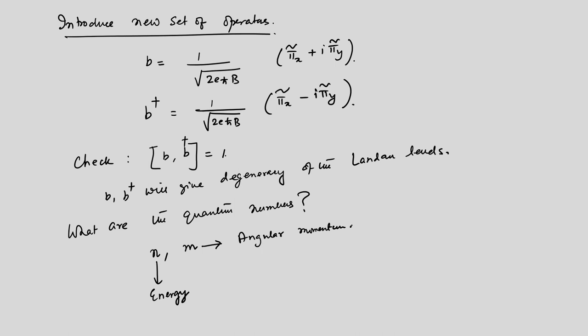What I mean by angular momentum operator is, if it's the z component of the angular momentum, then Lz is like r cross p, and the z component of that, assuming that we're not talking about spin. Okay, so our quantum numbers become n and m, and these should uniquely label the Landau levels, or the wave functions corresponding to the Landau levels.